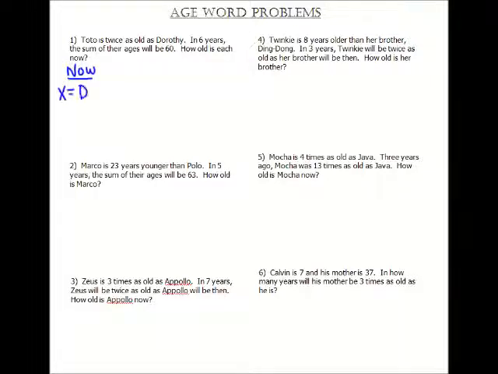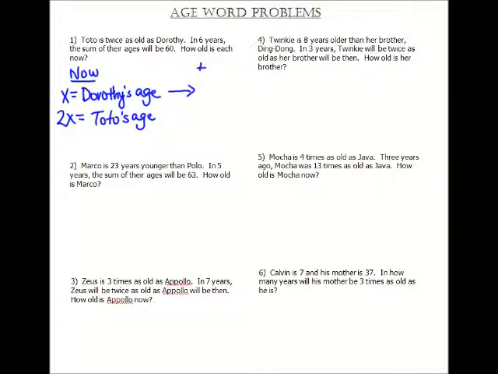Dorothy's age is X, sorry. Toto is twice as old. In 6 years, Dorothy is going to be X plus 6, and Toto is going to be 2X plus 6. All right? And in 6 years, the sum of their ages is 60.